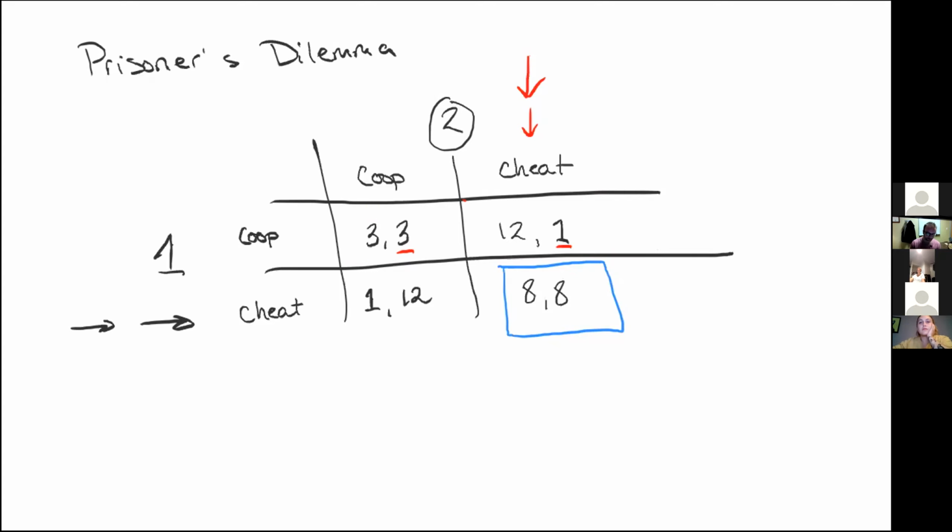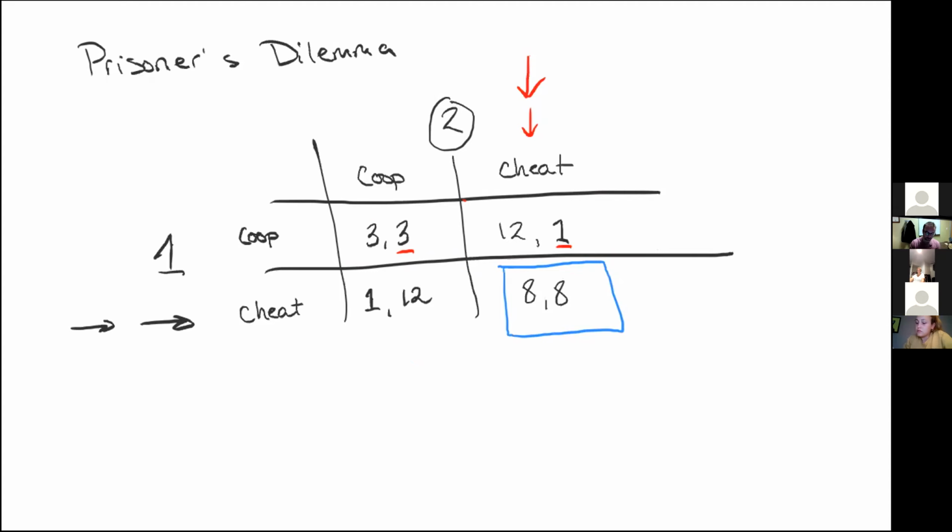But moving diagonally in a game like this requires you to work with the other person, right? You by yourself can't move the outcome diagonally. If you were player one, you could move it this way, right? But that would just mean that you'd spend more time in jail, and so you don't want to do that.